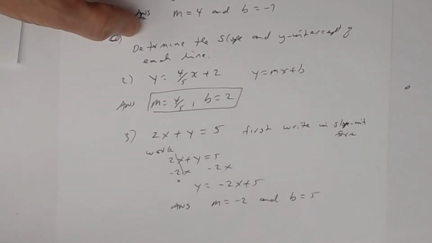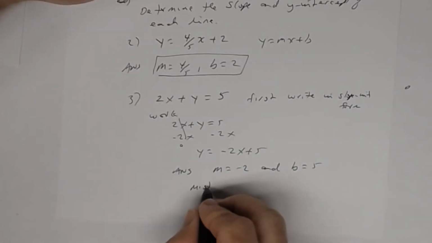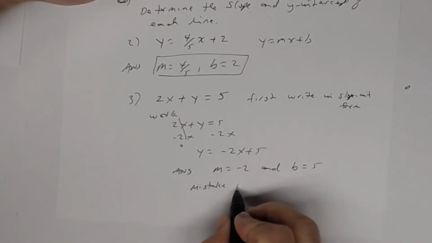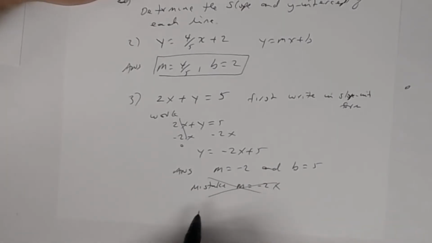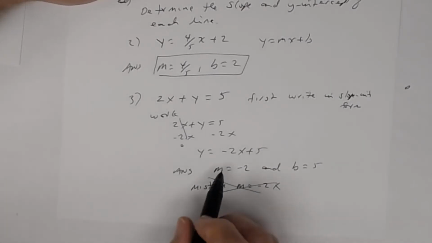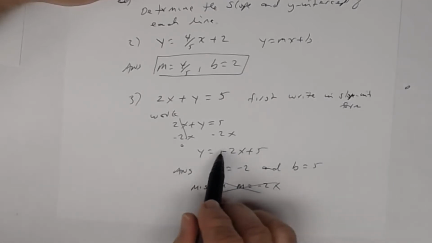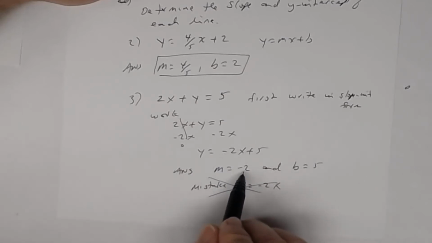Now, a mistake people make is this, and be careful, because if you do this, you're going to lose some points. The mistake people make is they say the slope is negative 2x. That is not true. The slope is not negative 2x. The slope is the coefficient of x. So whatever you multiply x by, so you must say negative 2.